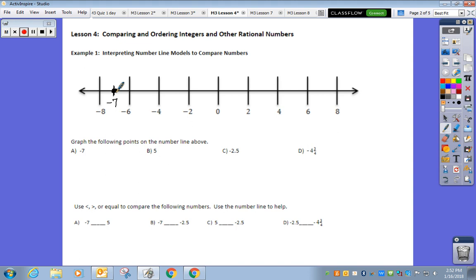+5, hopefully we all know, falls between 4 and 6 on this number line. So again, put a line directly between, put the number 5, and put our point.